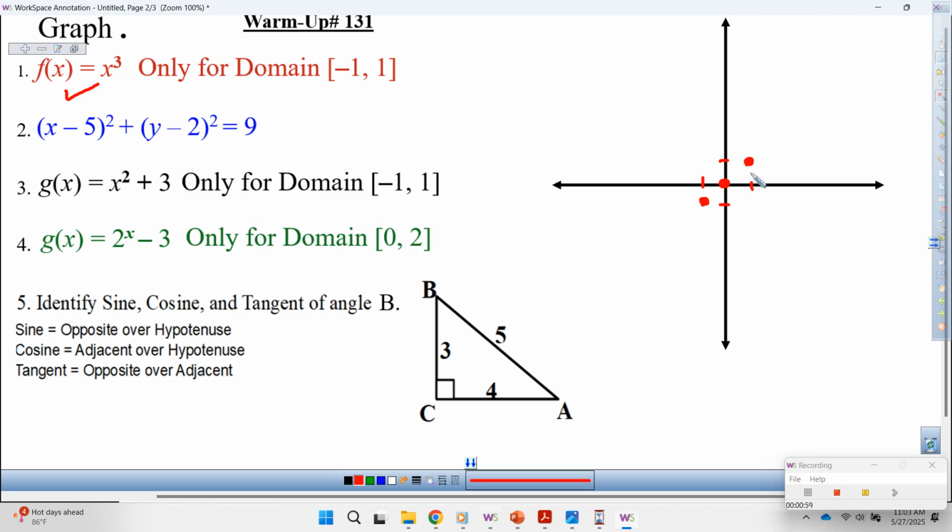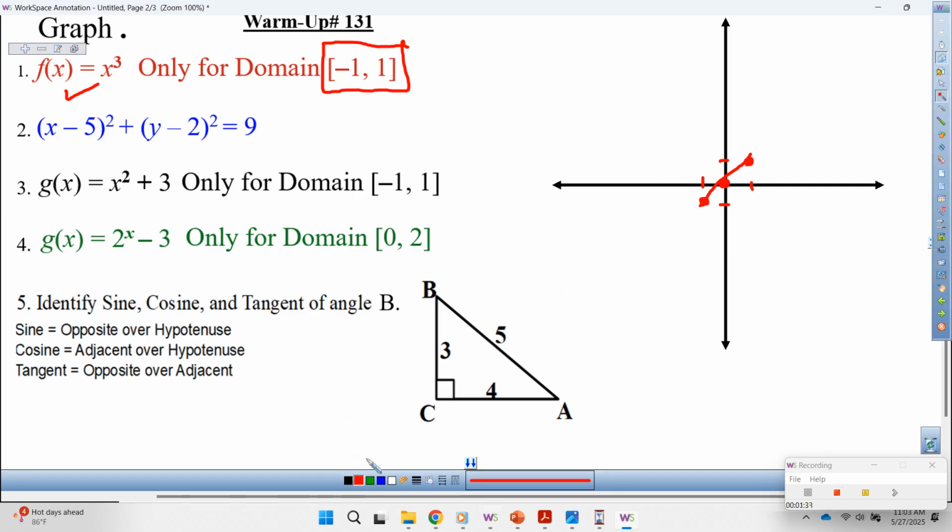So look up please, that parent function looks like this. However, they only want the graph from -1 of x to +1 of x. So what does that mean, Mr. Q? That means that you need to erase everything up to those points of 1 and -1 of x. That's all they want to see.